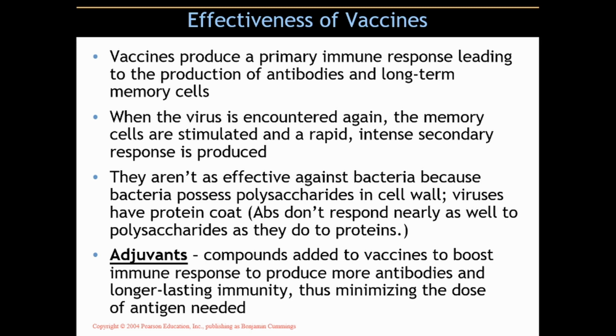But then once that, quote, artificial infection clears up, everything's back to normal. But those memory cells remain. And now that's the key, that's the secret to these. Memory cells are made, and whenever a secondary response occurs, it occurs way faster. And you get so many more antibodies produced as a result of it. So you have a rapid, intense secondary response.